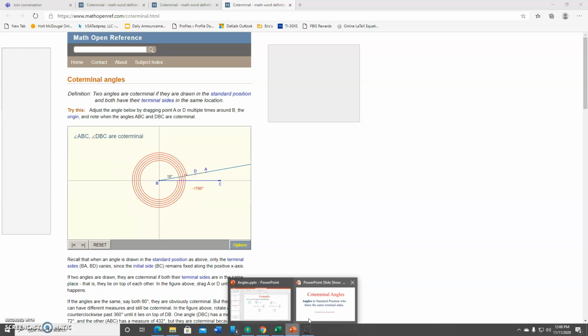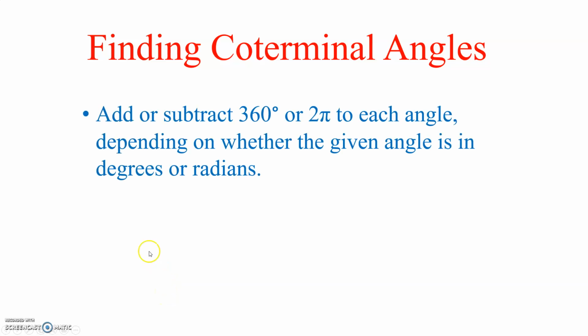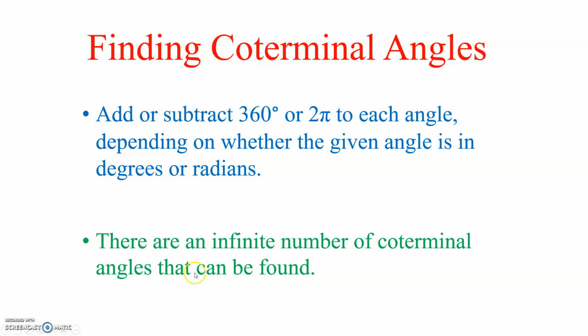All right, so let's go back to the PowerPoint. What we'll do is look at actually finding some. So, finding coterminal angles. To find coterminal angles, you simply add or subtract 360 degrees or 2 pi to each angle, depending upon whether the given angle is in degrees or radians. In the previous example, it was purely working with degrees. But as you know, we can also have angles in radians. So 360 degrees is the exact same thing as 2 pi radians. And also, you saw from the illustration, there are an infinite number of coterminal angles.